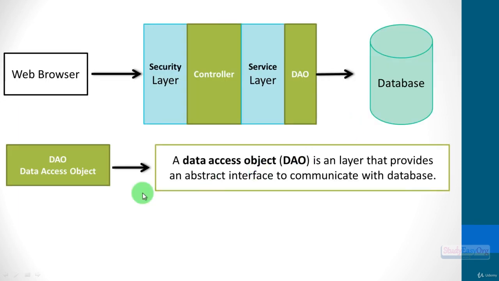And then we have the DAO, which is nothing but data access object. Now what is data access object? This is a layer that provides an abstract interface to communicate with the database. Pretty simple. It has the methods which will be communicating with the database, nothing else.